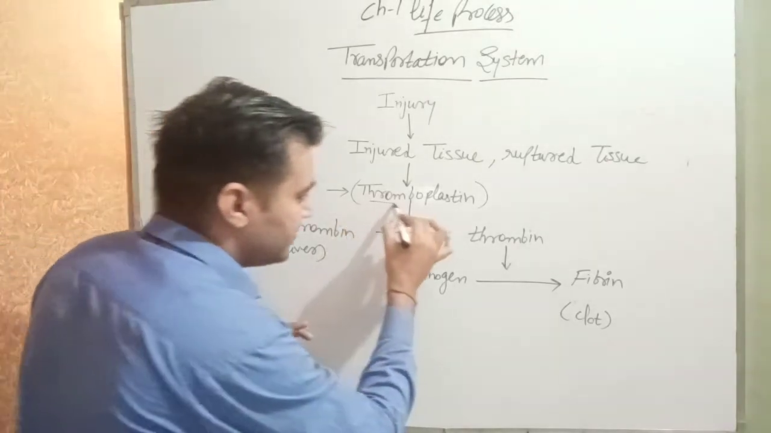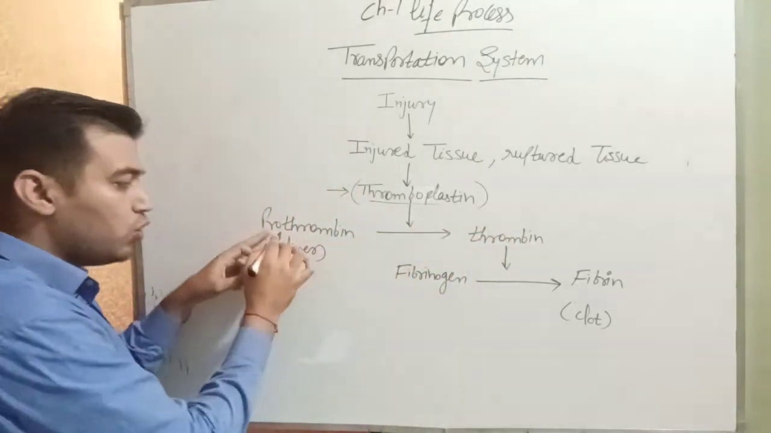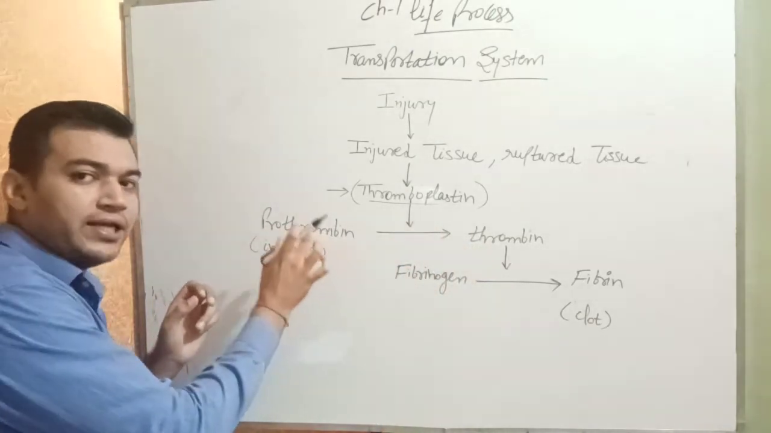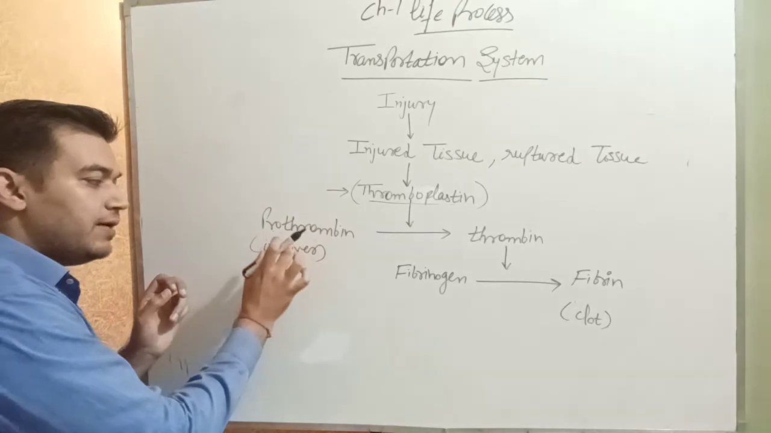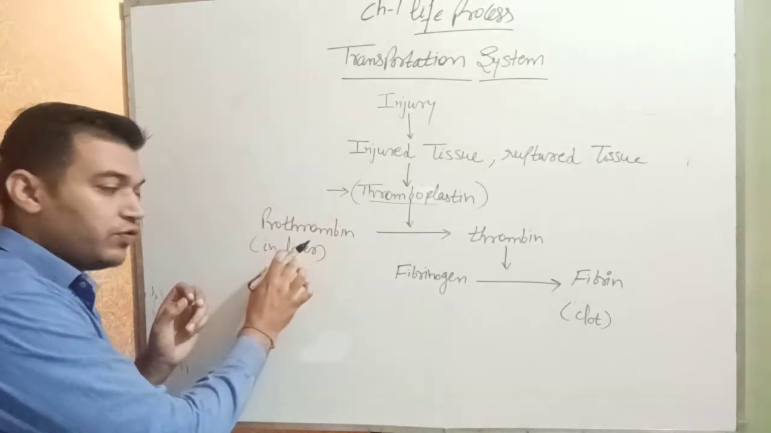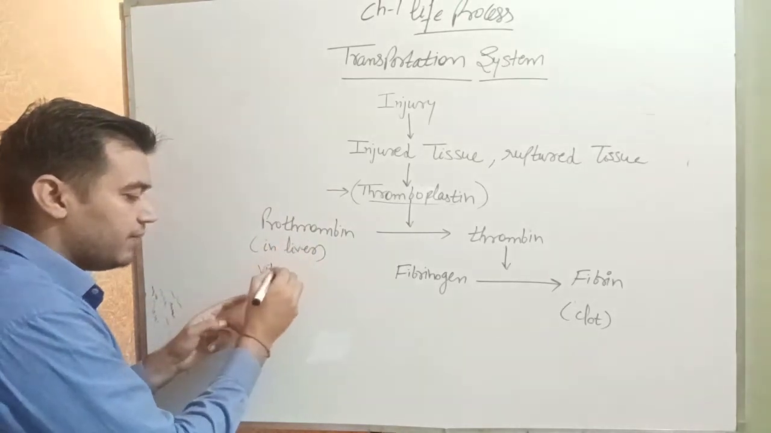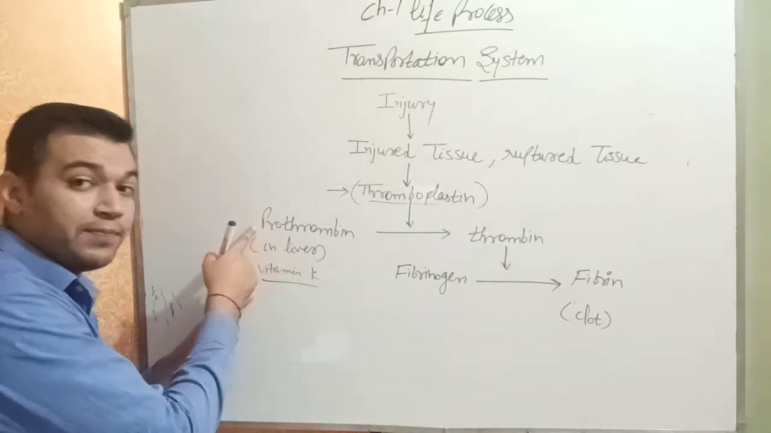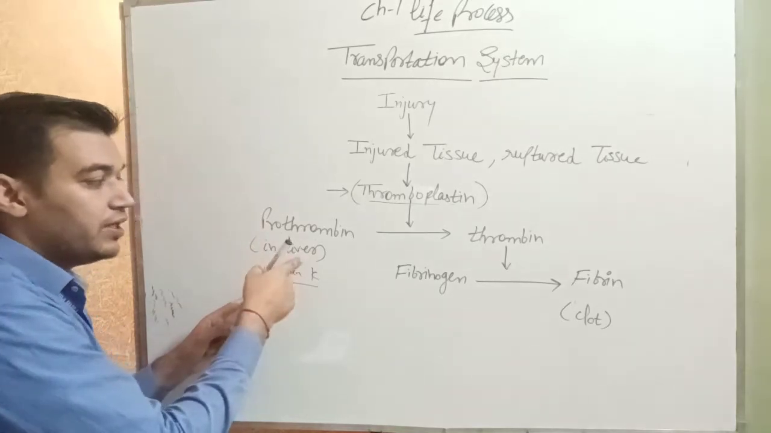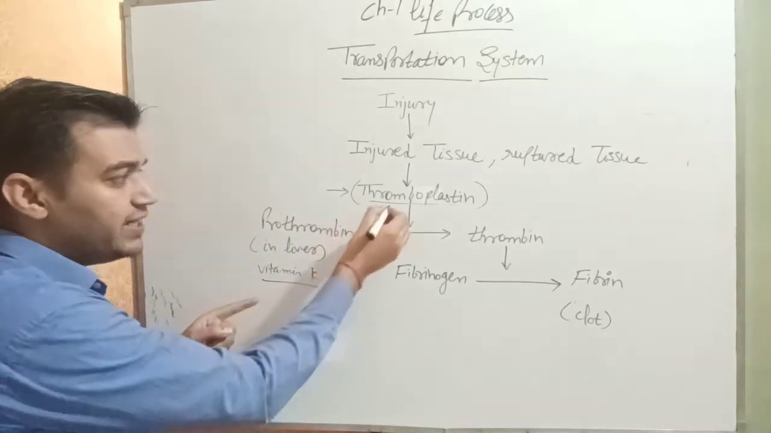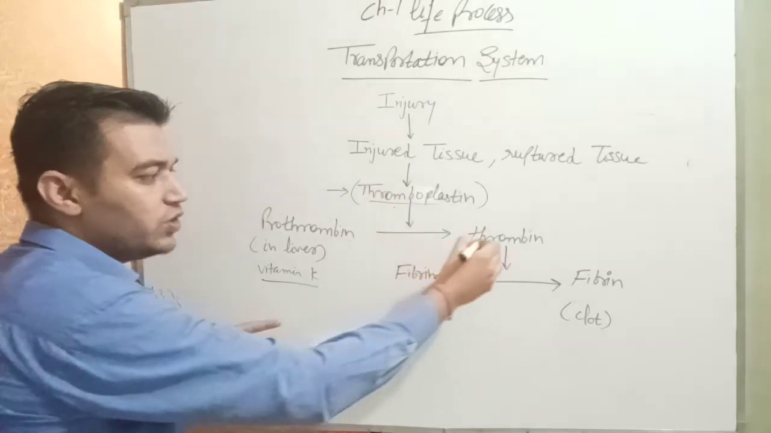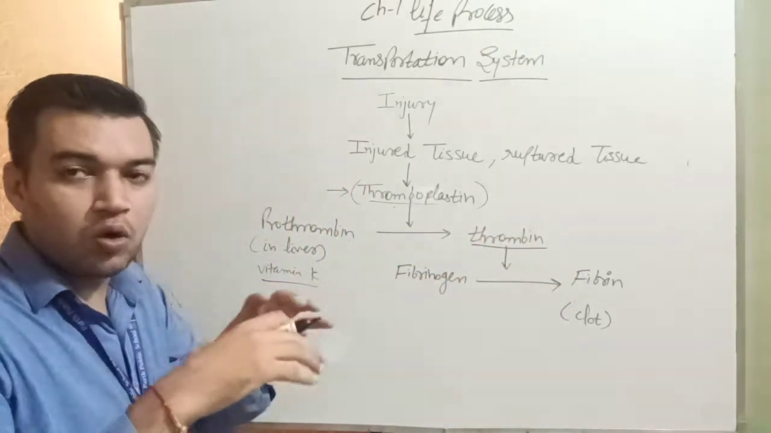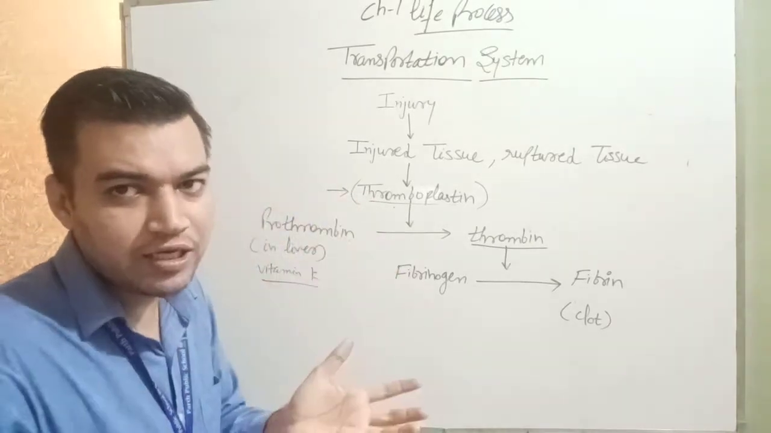This thromboplastin protein converts prothrombin protein into thrombin. What is prothrombin? Prothrombin is a protein that is present in the liver, formed with the help of vitamin K. Vitamin K helps in the formation of prothrombin protein. This is a protein in the liver. When prothrombin meets thromboplastin, it is converted into thrombin. Thrombin is also a protein. The whole game is of proteins.